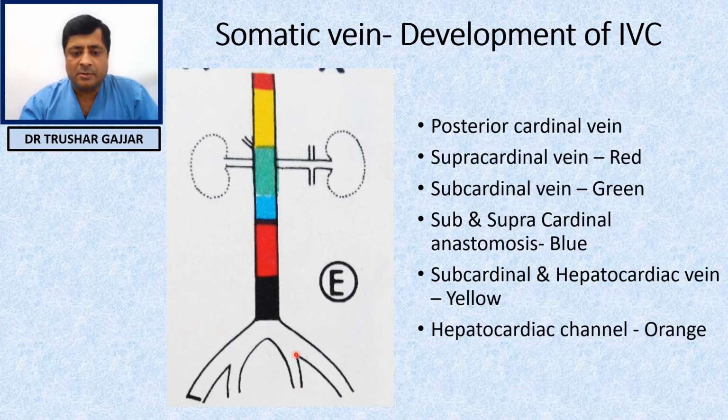So if we see from below up, these are the posterior cardinal vein communication. This is the posterior cardinal vein. The red one is supracardinal vein. The green one is subcardinal vein, and this is a junction between them. The yellow one is hepatocardiac veins, which we formed in the liver from vitelline vein and umbilical vein. And this hepatocardiac channel gets communicated with the right atrium or sinus venosus.